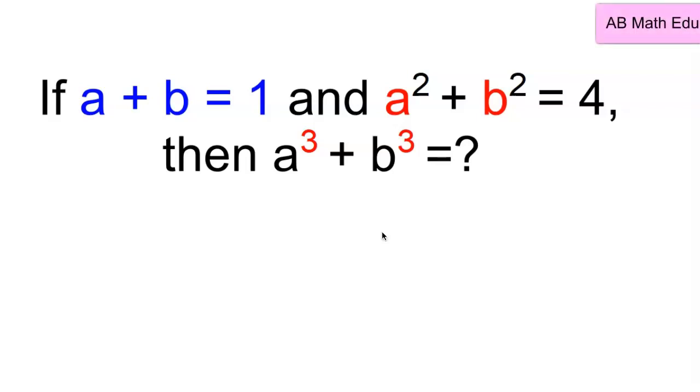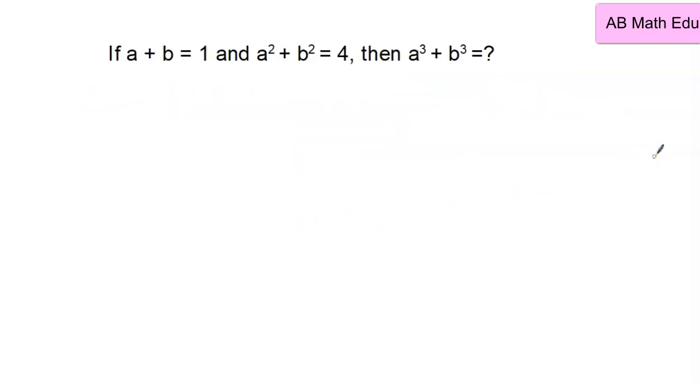Today we have this expression to evaluate, an Olympiad mathematics problem, and let's see how we can go about it. a plus b is equal to 1, a squared plus b squared is equal to 4. Then a cube plus b cube is going to be equal to what? So let's start from here.